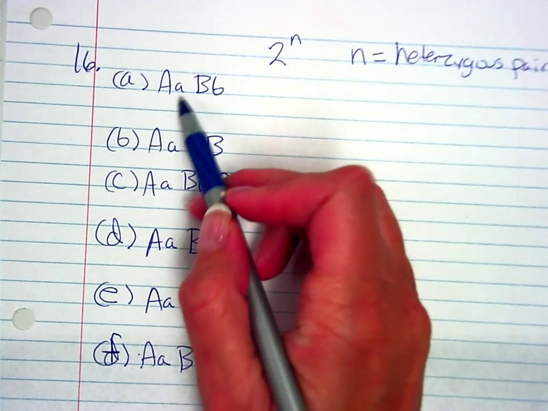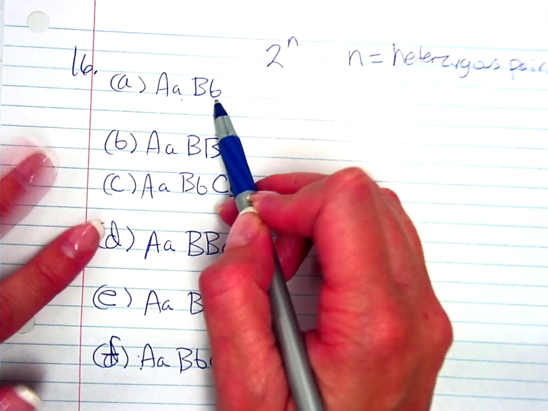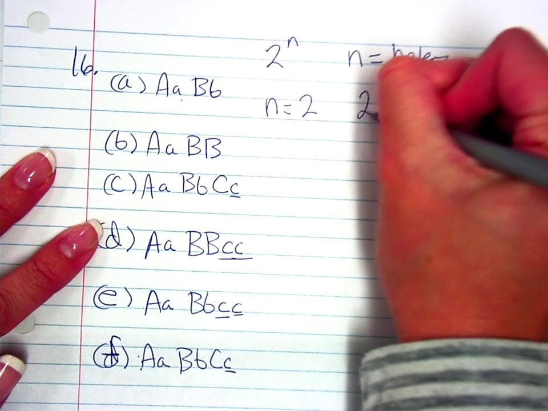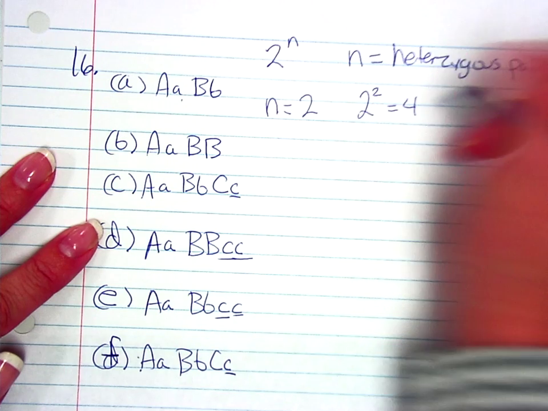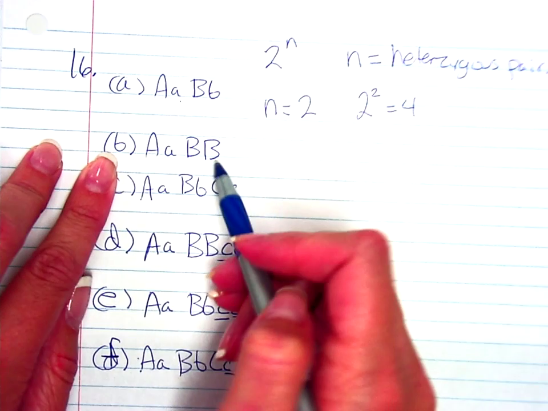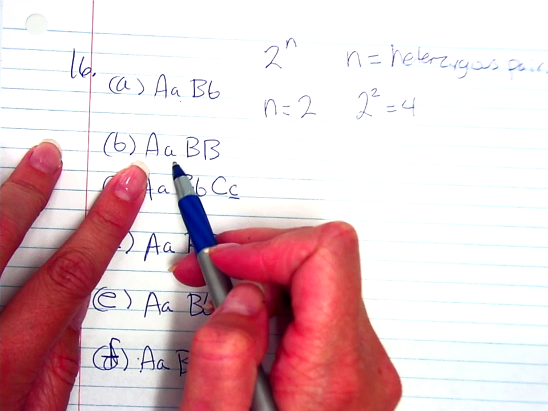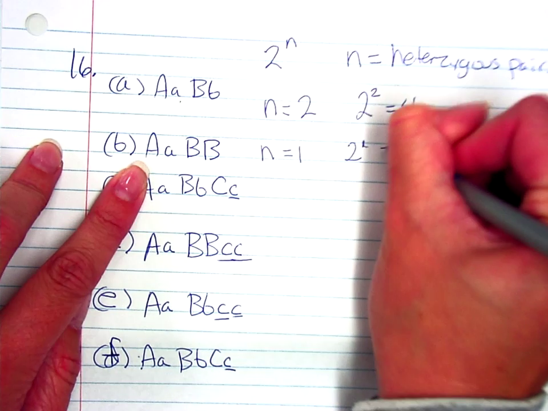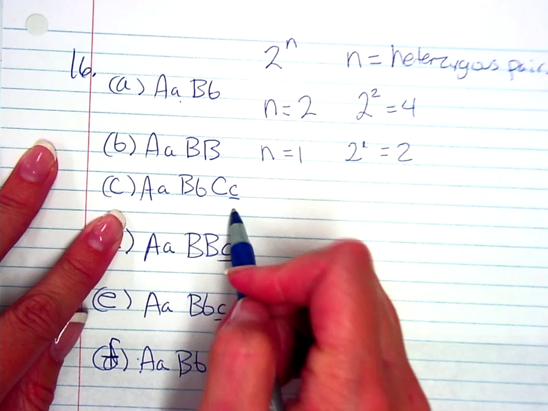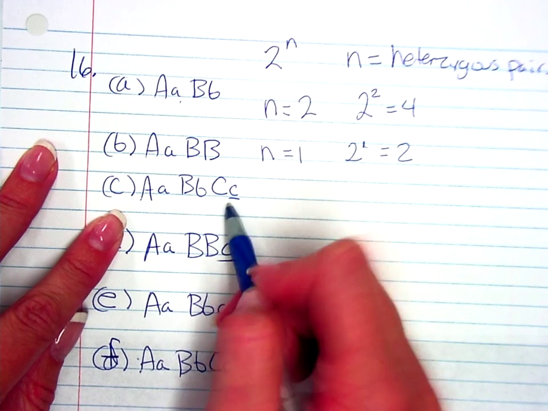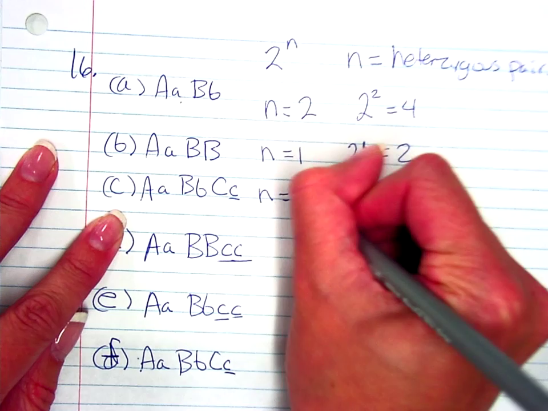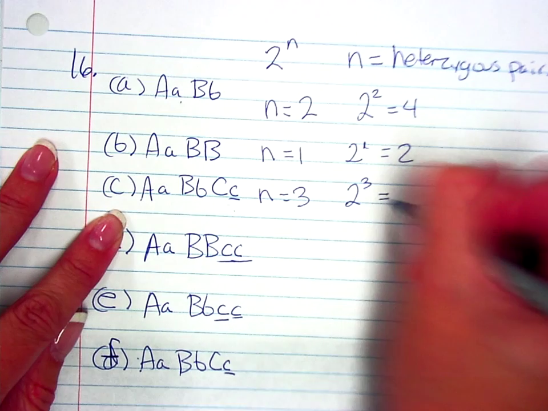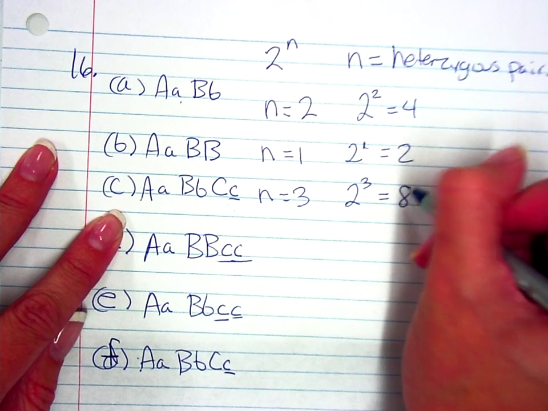So in this case, count your heterozygous pairs. I see 1, 2, so my n equals 2, and I end up with 2 squared, which is equal to 4. In part B, I only have one heterozygous pair, so my n equals 1, 2 to the first power equals 2. In C, I have 1, 2, 3 heterozygous pairs, so n equals 3. Again, my equation is 2 to the n power, so 2 cubed. So that's 2 times 2 times 2, which is 8.